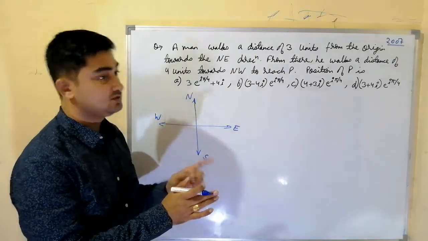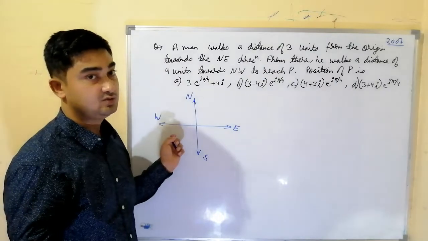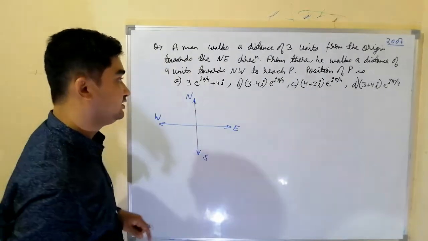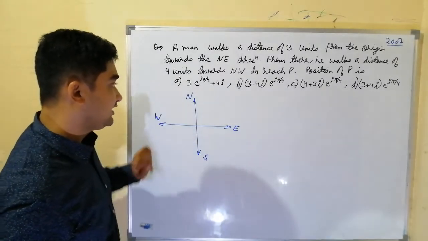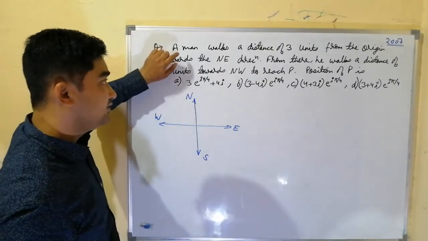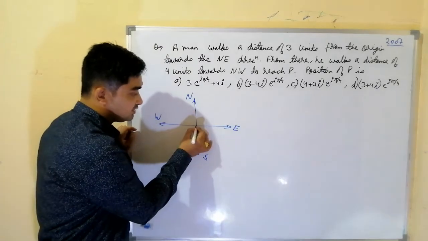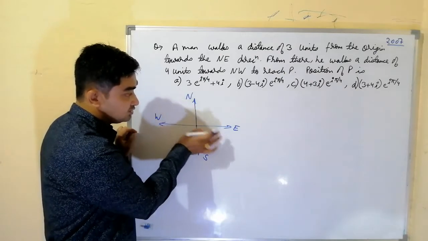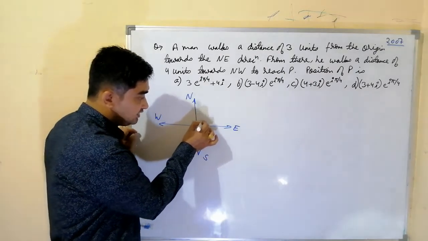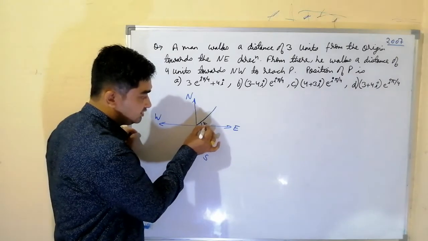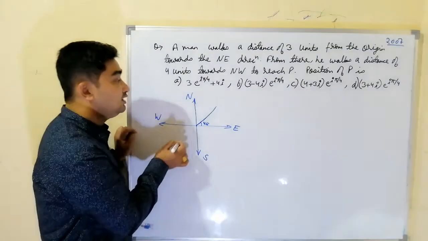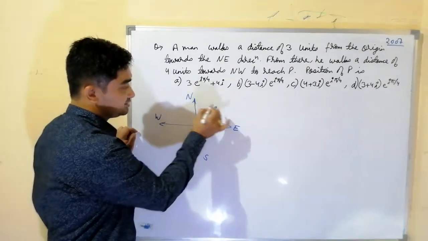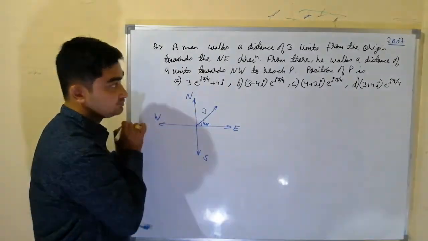Whenever we are facing east, our left hand side is north, right hand side is south, and back side is west. Now what is given? A man walks a distance of 3 units from the origin. This is the origin. Northeast direction means the direction which makes 45 degrees with east and 45 degrees with north. He moves a distance of 3 units in the northeast direction like this. He will reach somewhere here.